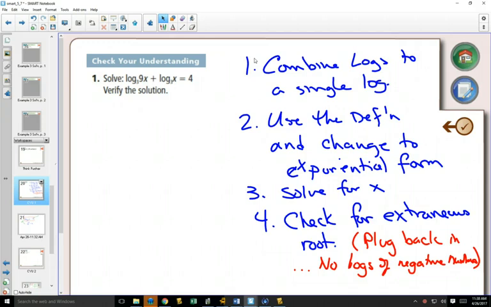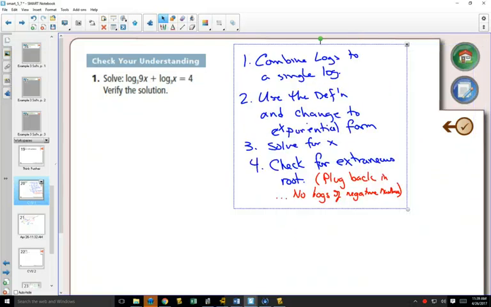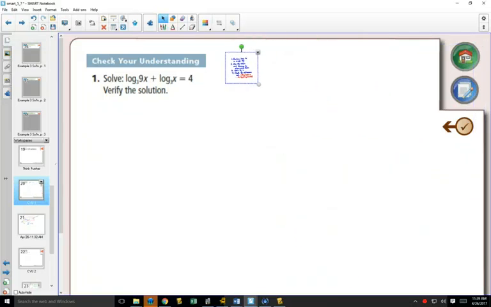And then finally, we have to check for extraneous roots. We do that just by plugging our answers back into our original equation and making sure we're not taking the log of a negative number. So I'm going to save these instructions up here so you can still read them, and we can look back at them at any time.